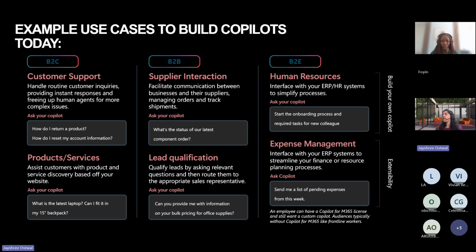Then there is supplier interaction. So, what is my component order at the moment, what is the order status, these kinds of communications between business and the suppliers for managing orders or tracking shipments can be easily transformed to an agent.